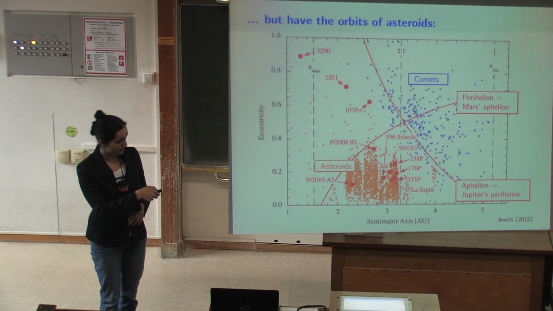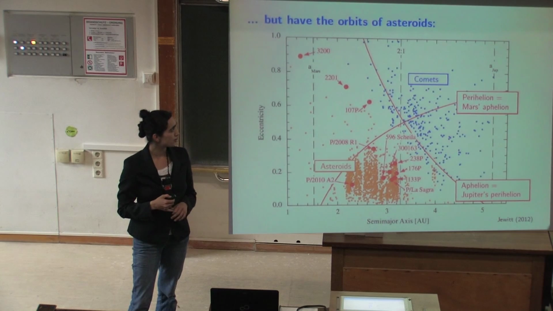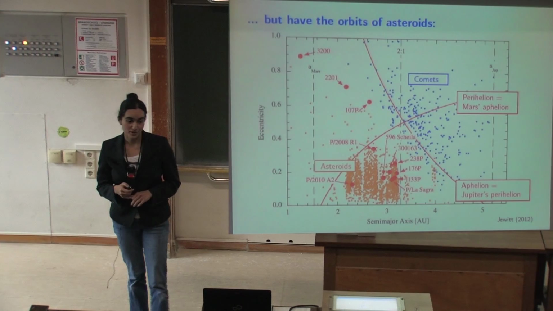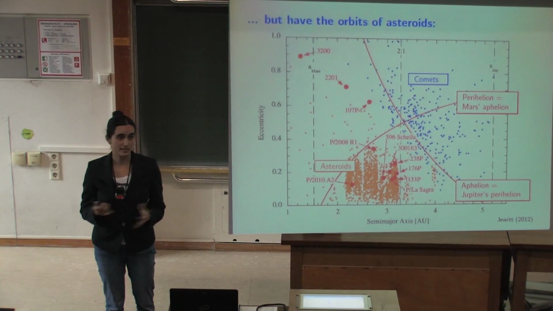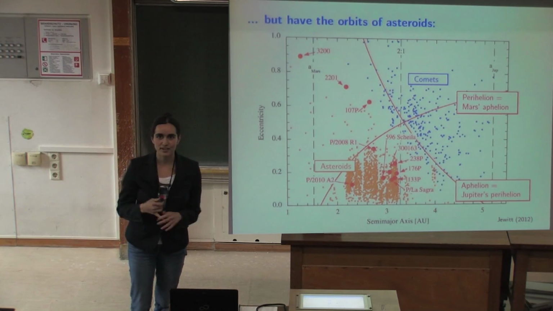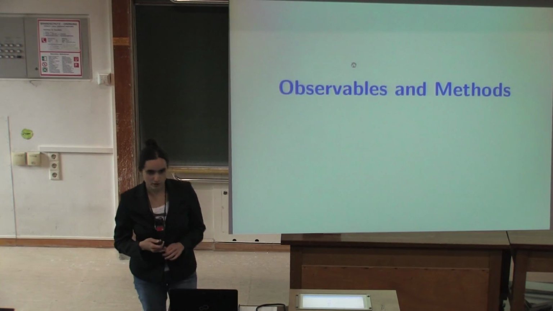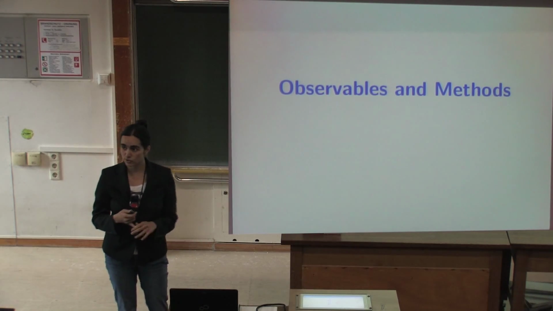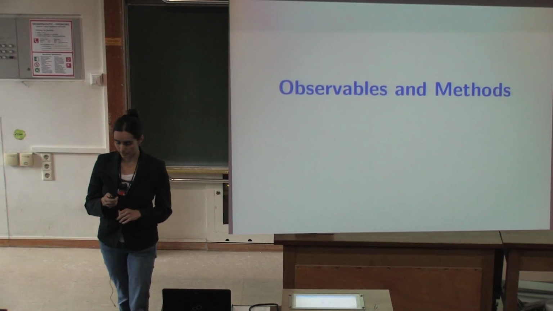And still, all these red dots you see, they are the active asteroids. They clearly have the orbits of typical asteroids, but they don't look like asteroids. So the question is now, what causes their activity? Is it similar to comets? Is it something entirely different? And this is, well, I'll try to find some answers to this. Before I go to the results, I would like to explain to you what we can actually observe of the active asteroids and which methods we use to analyze our data.